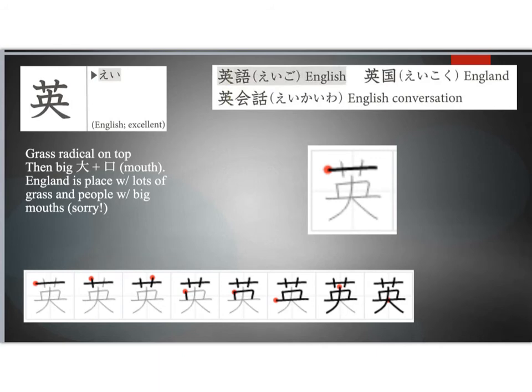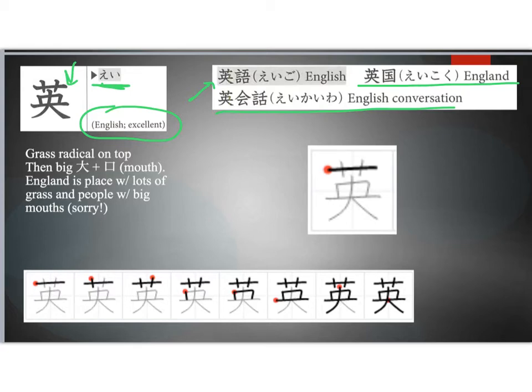We already know this kanji. It was already introduced in a previous lesson, but with a different radical on it. It means English, and it is read ei. This is the one I told you was a phonetic radical. So we see it in eigo, eikoku, meaning England, and eikaiwa, meaning English conversation.